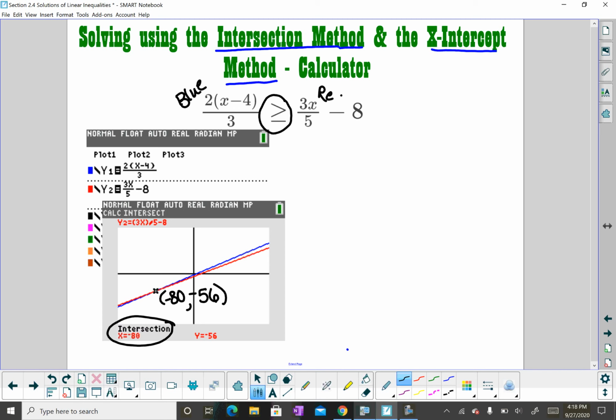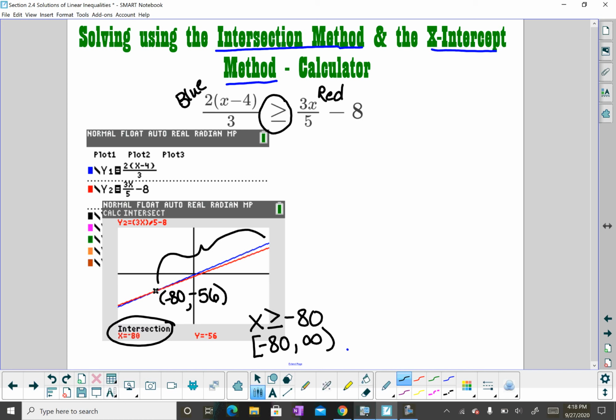We want to know when the first piece, or the blue, is greater than or equal to the second piece, or the red. So you can see on the left side of this graph, the red is above the blue, and on the right side of this graph, the blue is above the red. That's what we want. We want to know where the blue is above the red. So all of these x values to the right of that intersection point are our solution. So we say all the x values greater than or equal to, because again, we're allowed to be equal to in this problem, -80. And that's our solution. If we wanted to write it in interval notation, it would be -80 with a bracket to infinity.